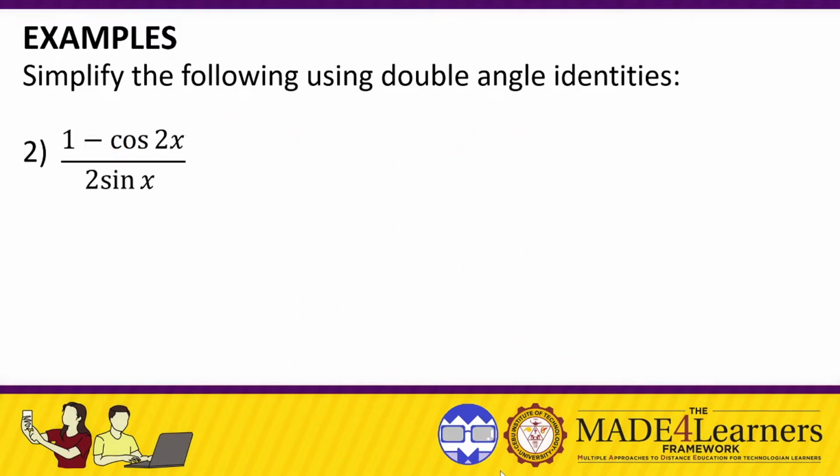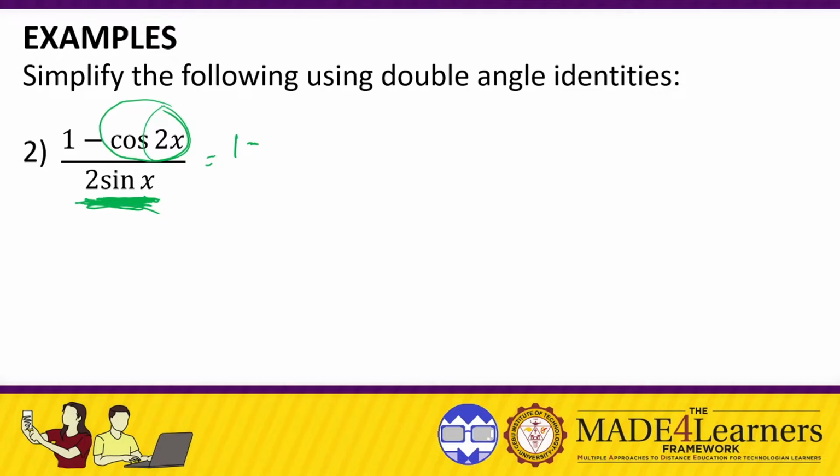Let's have example number 2. We have 1 minus cos 2x over 2 sine x. Obviously this is a double angle, so we apply the double angle identity. Now, what double angle identity are we going to use? Take note, this is cosine 2x. Here's the clue: most often, our identity will depend on the given. It happens that our given is 2 sine x, so I will be using the identity that contains sine x, specifically 2 sine x.